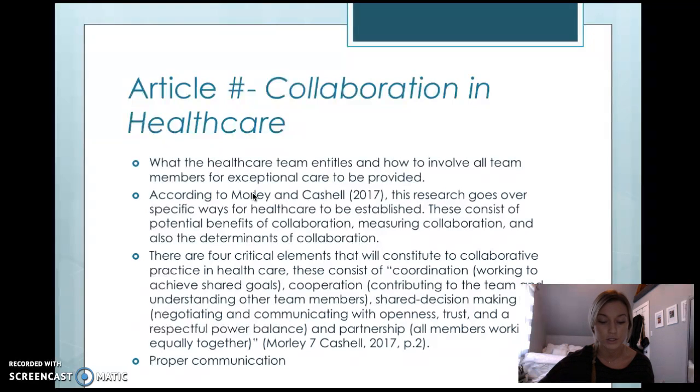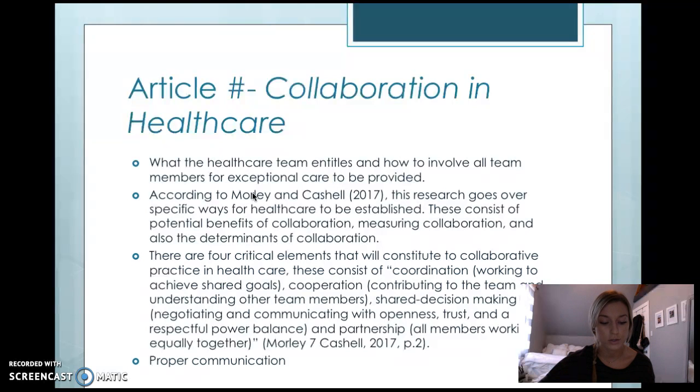These consist of coordination, so working to achieve shared goals, cooperation, which is contributing to the team and understanding other team members, shared decision-making, so negotiating and communicating with openness, trust, and respectful power balance, and lastly, partnership, which is all members working equally together.